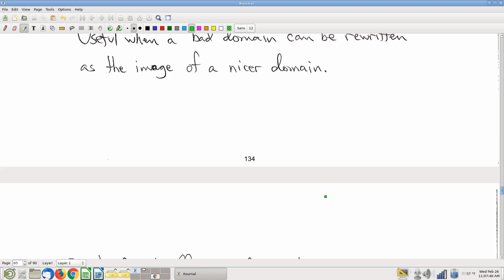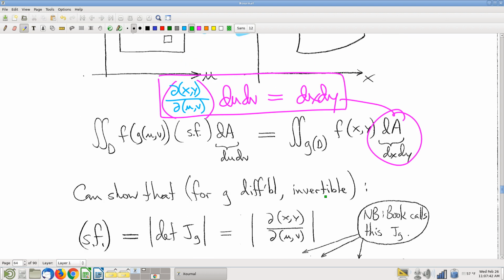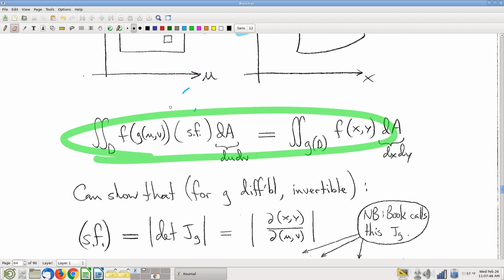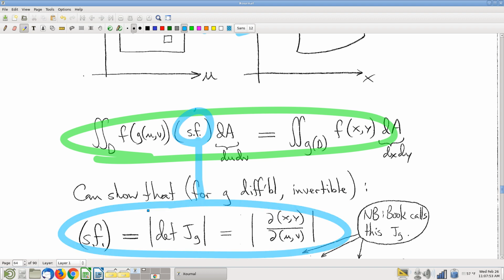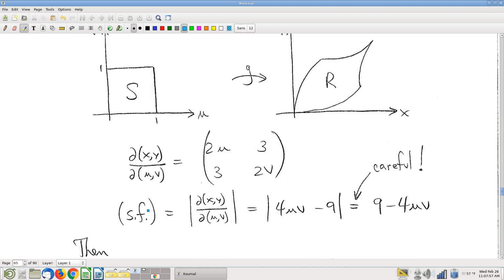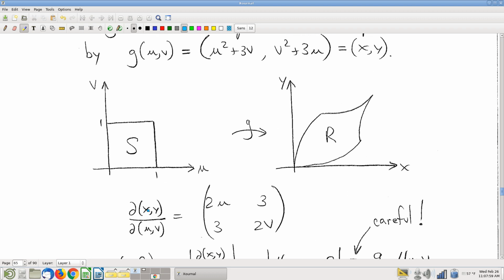Well, we're going to be using this formula right here. There's our change of variables formula. Our stretching factor, we have a formula for. The stretching factor is that Jacobian determinant, absolute value. So let's compute that stretching factor. The stretching factor comes straight out of this formula.